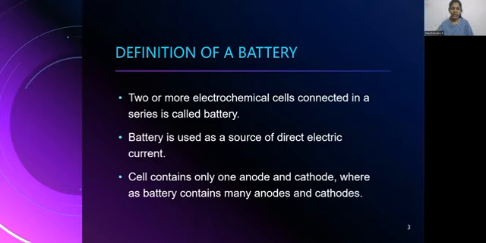So, the definition of a battery. We all know that the basic definition of a battery is a device that converts chemical energy into electrical energy, and it has three main components: anode, cathode, and electrolyte. Anode and cathode together are called electrodes. Basically, a cell contains only one anode and cathode, whereas a battery contains many anodes and cathodes.